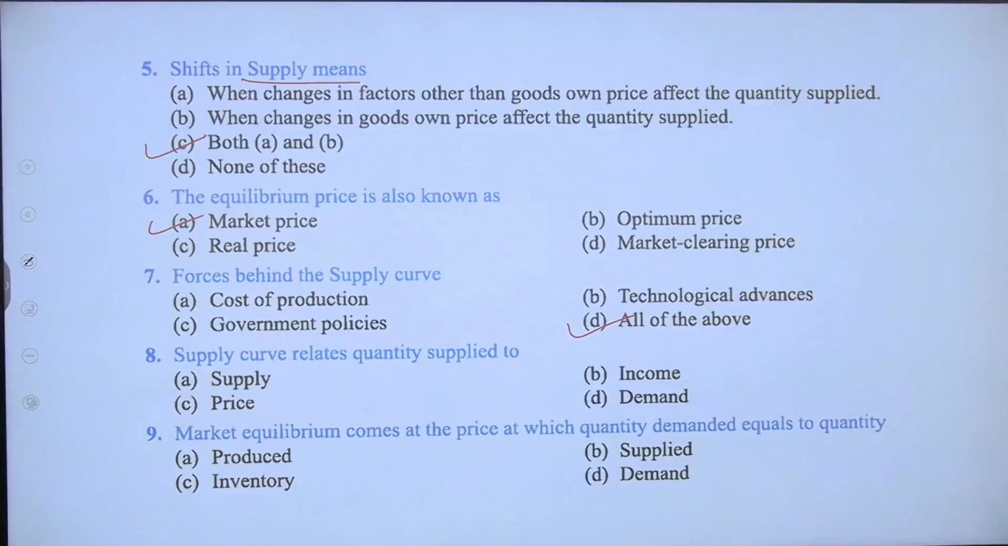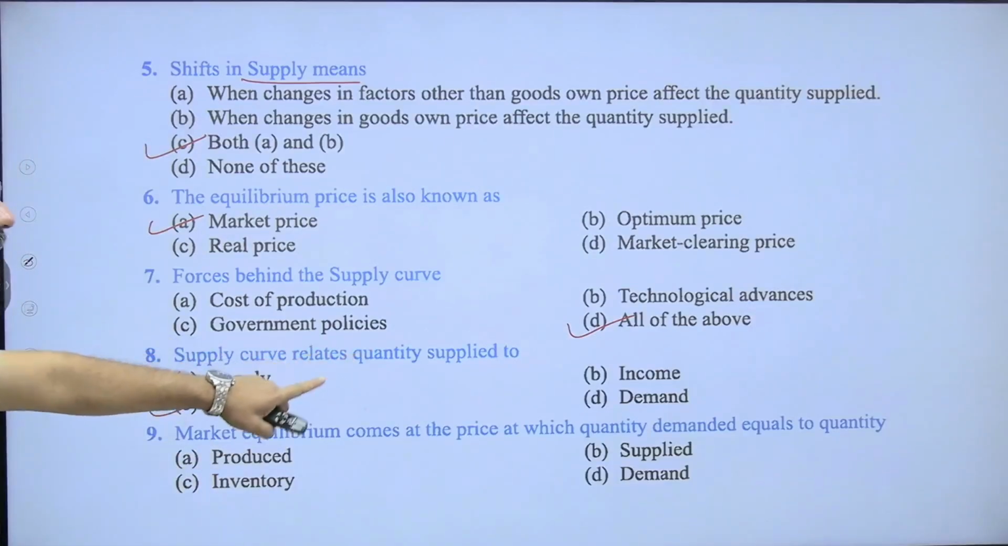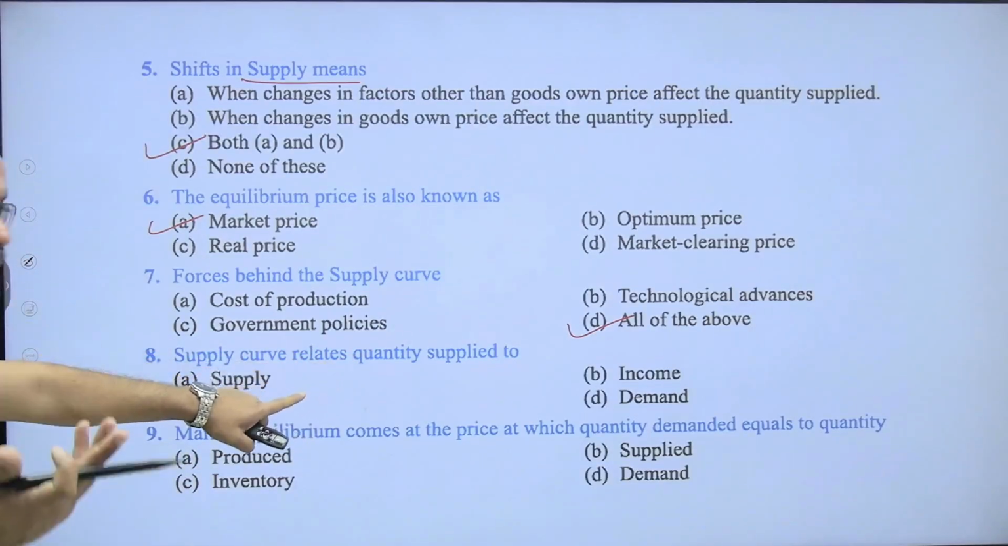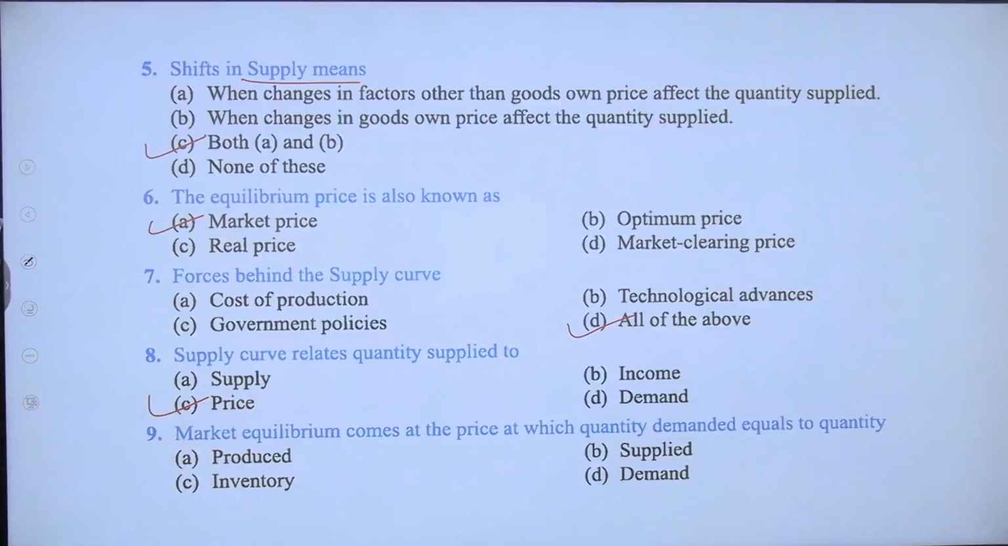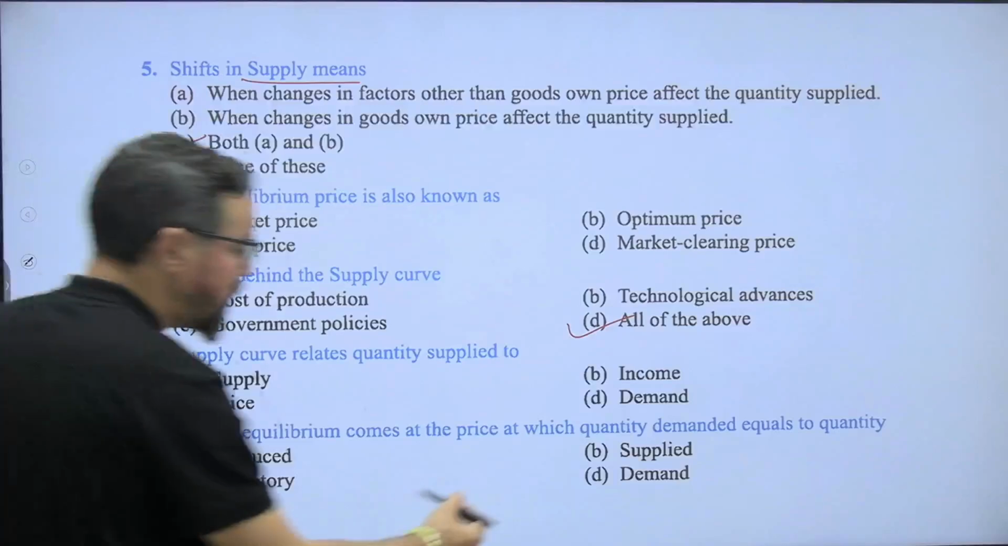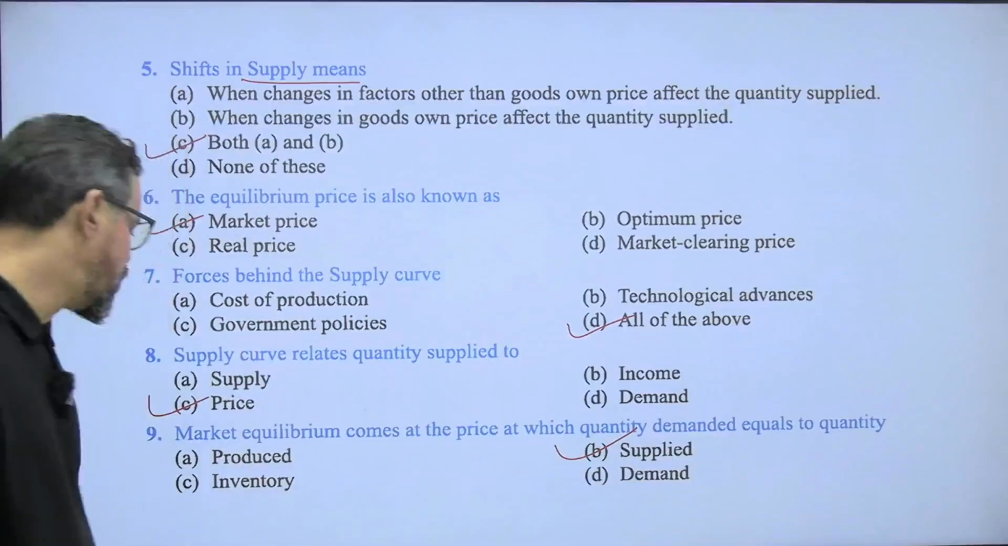The supply curve relates quantity supplied to prices. If we have higher prices, we'll supply more. If we have lower prices, we'll supply less, right? Market equilibrium comes at a price at which quantity demanded equals quantity supplied. So option B will be the right answer for this particular one.